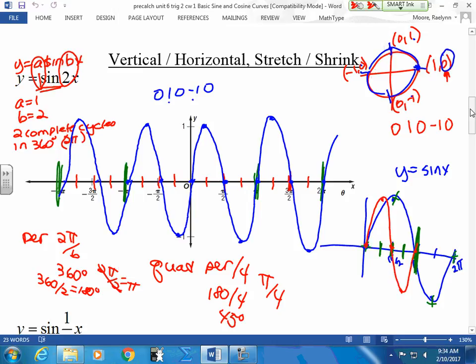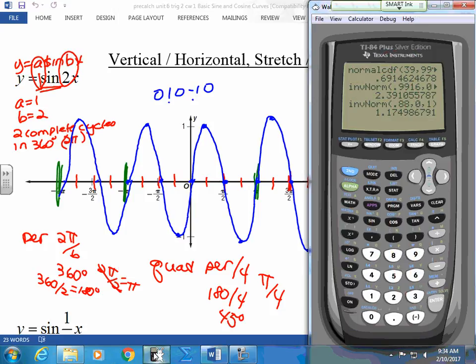Okay, let me show you something else. Let's pull up your calculator a minute. Pull up your calculator.